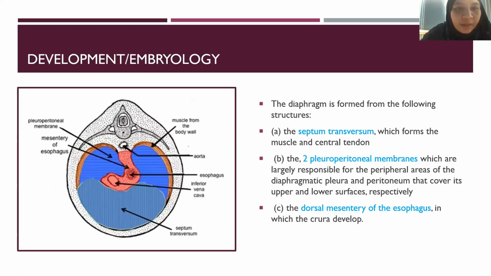So let us proceed with the development, or the embryology, of the diaphragm. What is important here? The diaphragm is formed by four important structures. The first is the septum transversum. As you can see, the biggest part here, at the anterior, is the septum transversum, and then the two pleuroperitoneal membranes, and then the dorsal mesentery of the esophagus, where the crura develop. So next.